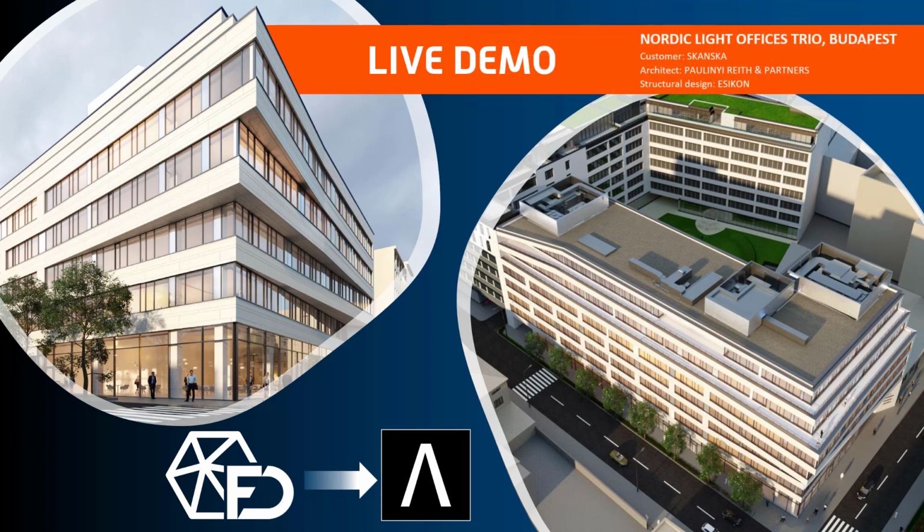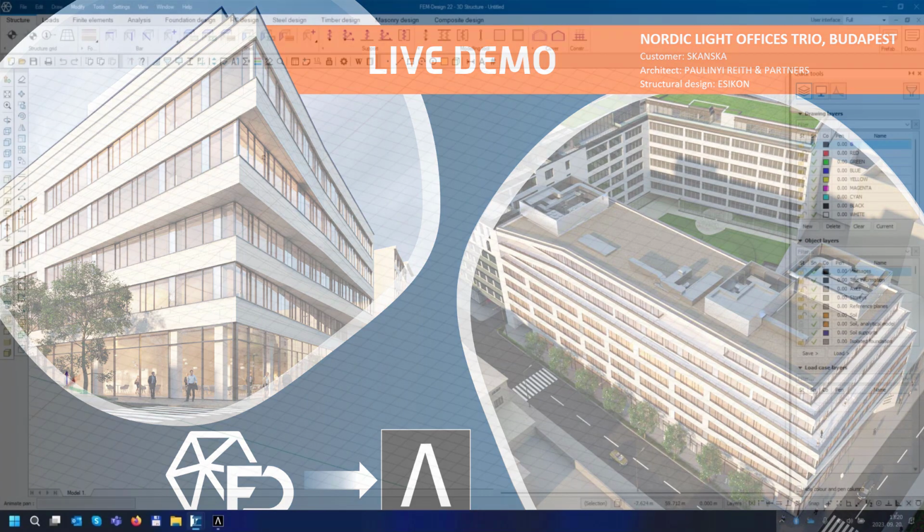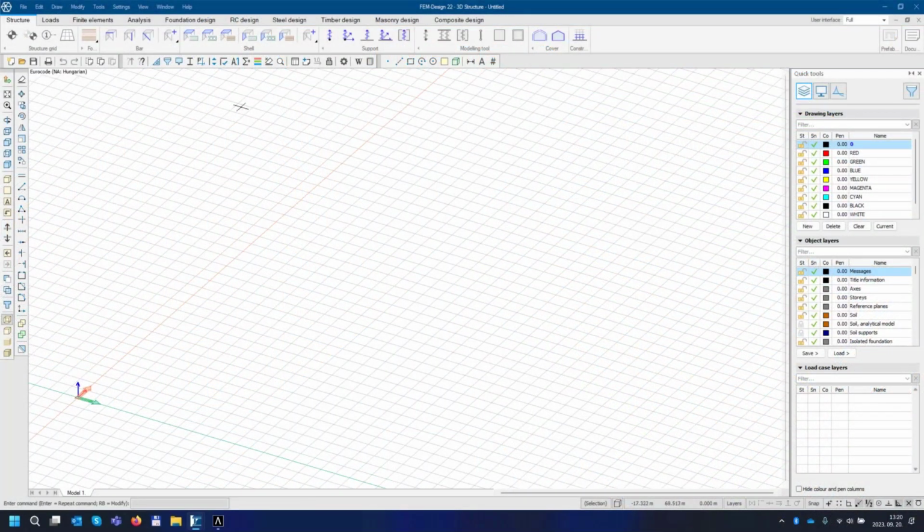As an example, I have chosen one of our successful projects, the Nordic Light Offices Trio building, located in Budapest at Váci Street. This is a 5-story superstructure building with a further 2 stories in the substructure. It has a reinforced concrete structure with columns, flat slabs, stairwell and elevator core made of concrete walls, and also some retaining walls. So let's begin with the FEM model.